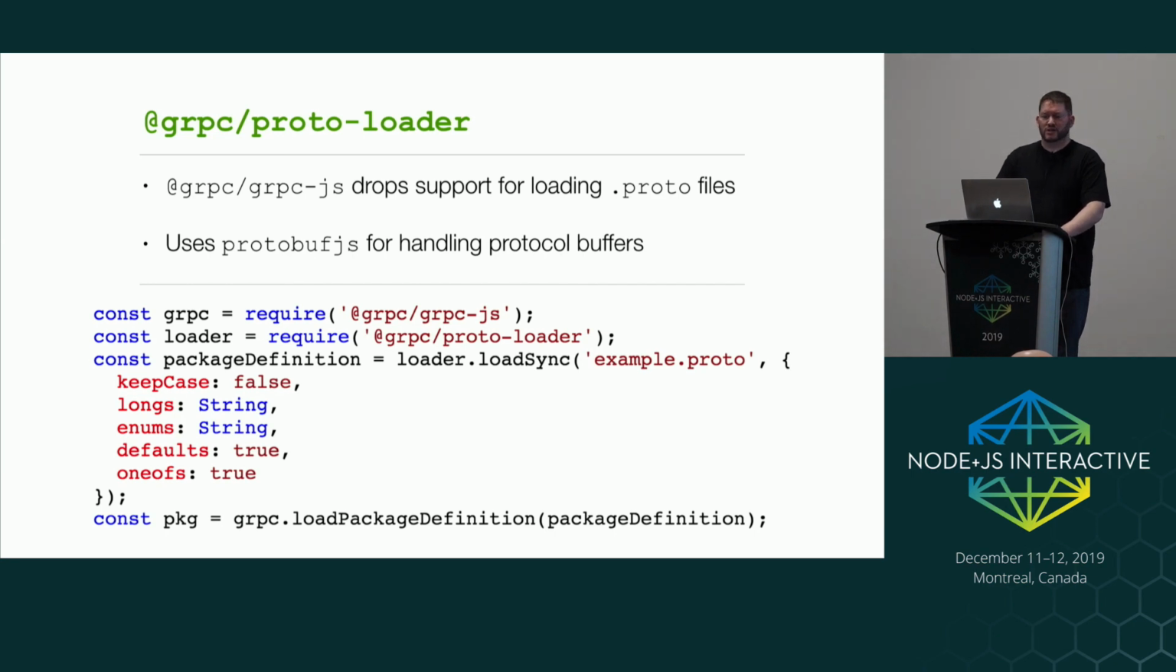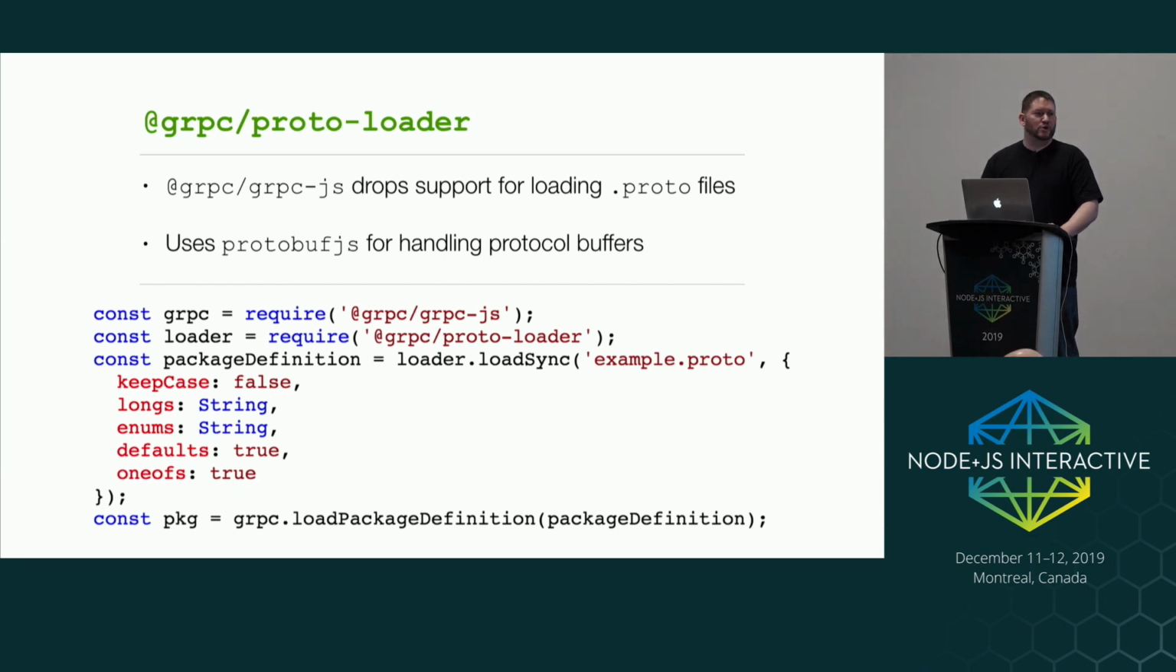Under the hood, it uses a module called protobuf.js. The way you would do it, obviously, you just npm install protoloader. On the second line here, it shows how you would require it into your application. And then there's asynchronous and synchronous loading capabilities. For the purposes of keeping things simple on the slide, I went with the synchronous version: loader.loadSync, and then assuming that our file is called example.proto.